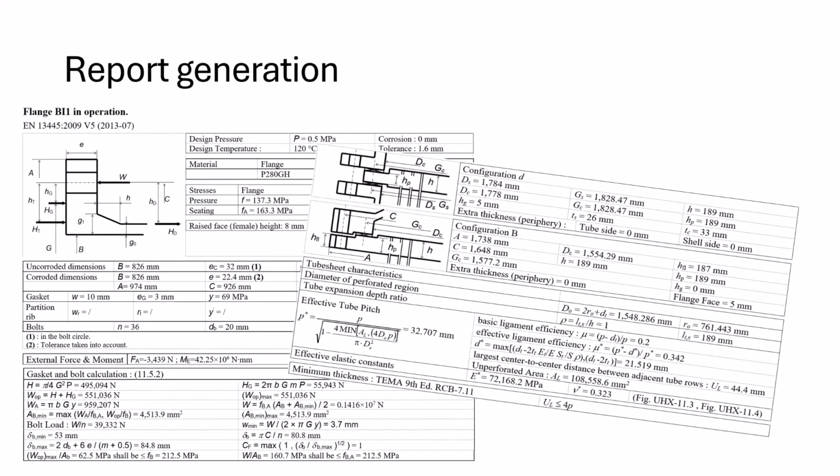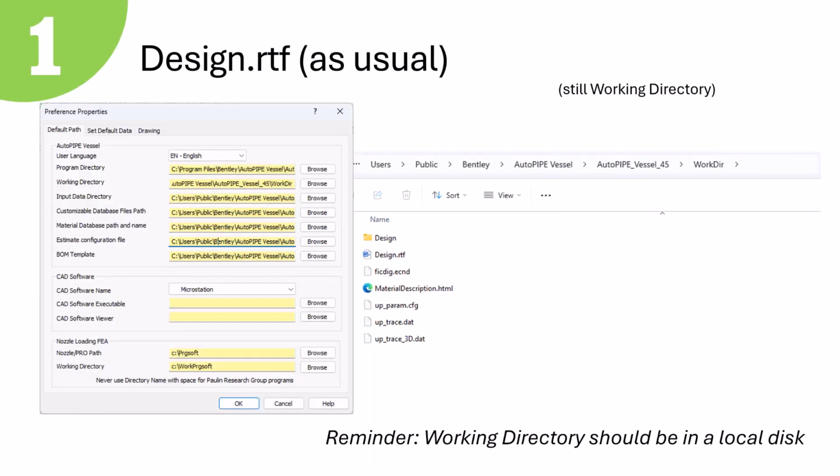Now, let's talk about my favorite feature from this release, the report generation. Until now, results were only linked for the last model calculated. That is no longer the single option. Now we have 3. The default option, meaning the one you will find when you install the program, is to continue just as before. Your report is going to be named Design RTF and it's going to be saved in the working directory. You can find the working directory path in the preference properties. As a little reminder, that path should be located on a local folder, not remote.